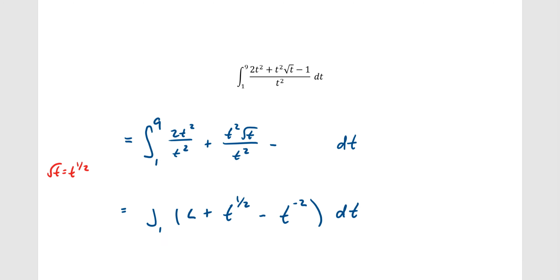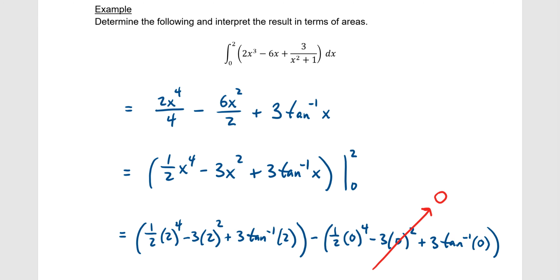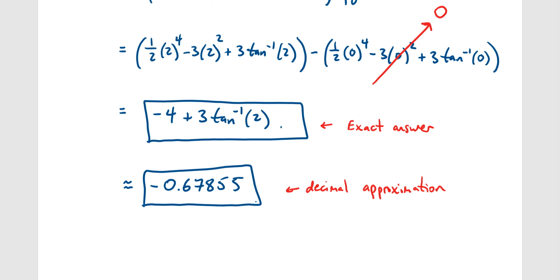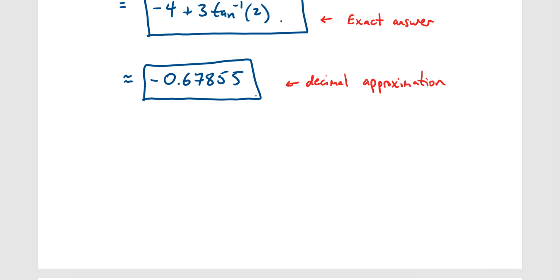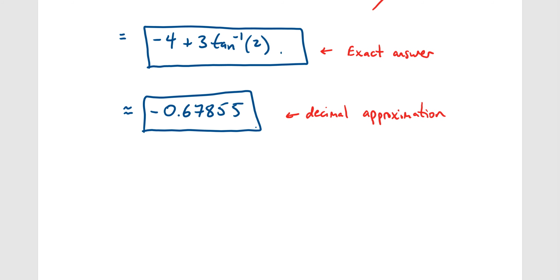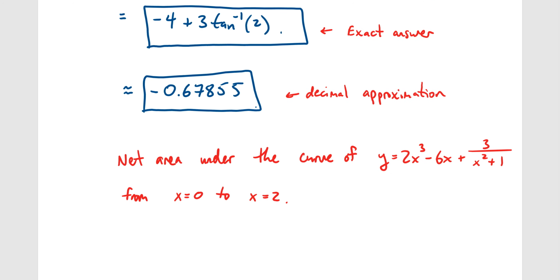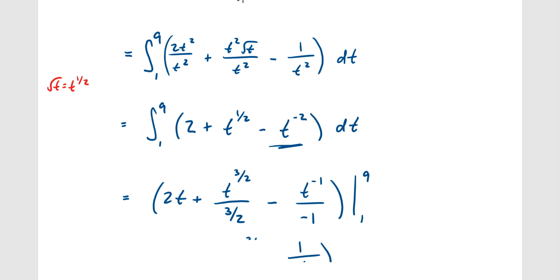Something I just forgot from the previous one. The example said to interpret the results in terms of areas. Sorry to jump back. So interpreting this result in terms of areas, as we know, that number represents the net area under the curve of that function from x equals 0 to x equals 2, which were the limits of integration. Okay, so sorry, just forgot to write that down.